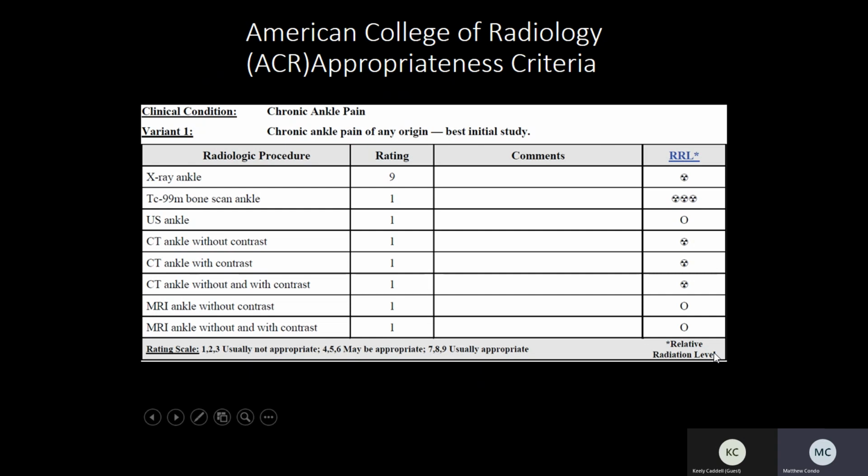Now, these are the ACR criteria relative radiation levels for all of these different imaging modalities. This is nothing new. This should be relatively old information. It kind of tells us what we already know. If I order an x-ray for my patient, I'm going to expose them to a little bit of radiation. If I get them in for a bone scan, they're going to get a whole bunch of radiation. As we can see, CT scan in terms of relative radiation level is not much higher than my x-ray.